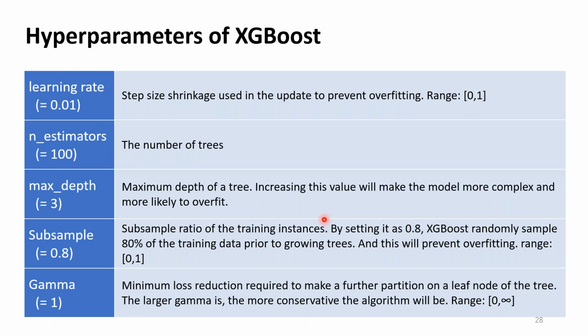As for XGBoost, instead of applying default values, I set specific values for some of the hyperparameters. Specifically, the learning rate is set to 0.01 here, and the number of estimators, that is the number of trees, is set to 100. The maximum depth of the tree is 3, and the subsample ratio is 0.8. And gamma, which is the minimum loss reduction required to make a further partition of a leaf node, is set to 1.